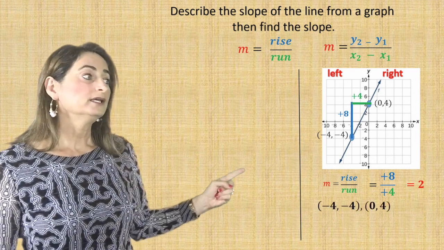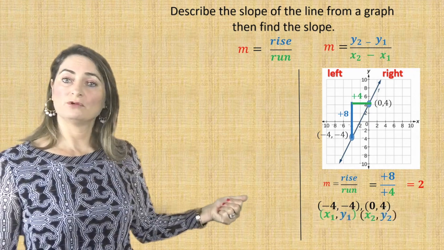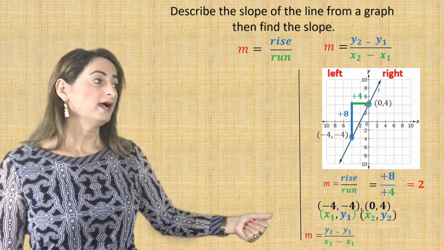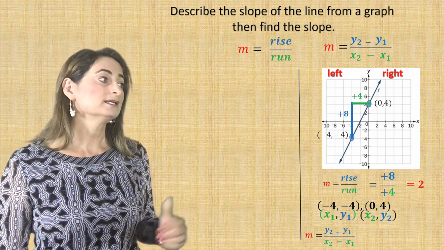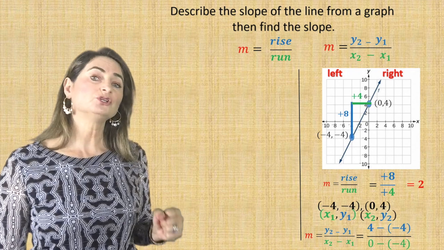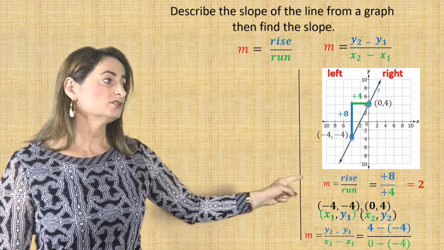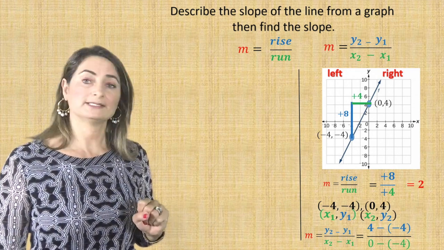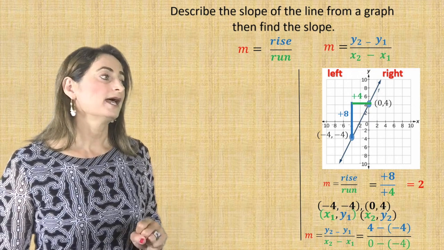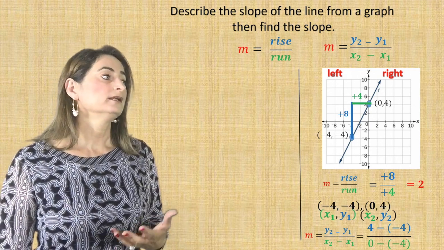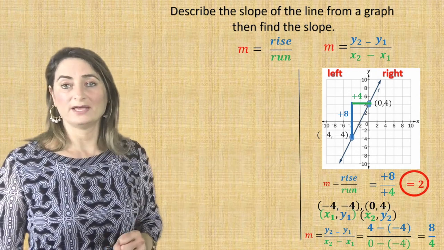The second way is to write those 2 coordinates, name them x1, y1, x2, y2, and write the equation m equals y2 minus y1 over x2 minus x1. Substitute the numbers, but make sure you use the y first. y2 is 4 minus y1 is -4, divided by x2 is 0 minus x1 is -4. Now simplify that. So 8 divided by 4 equals 2. You got the same answer.